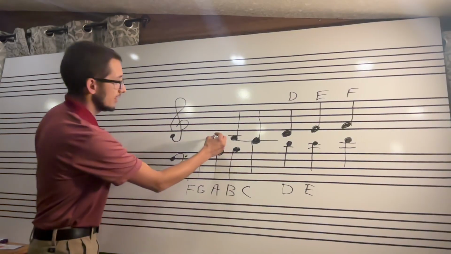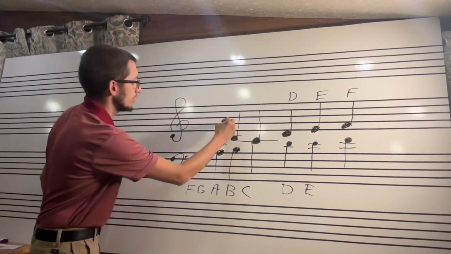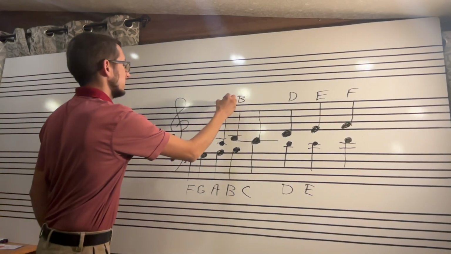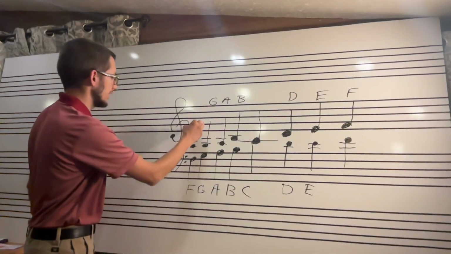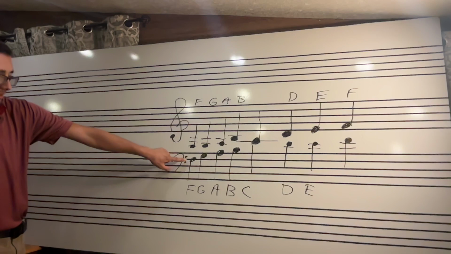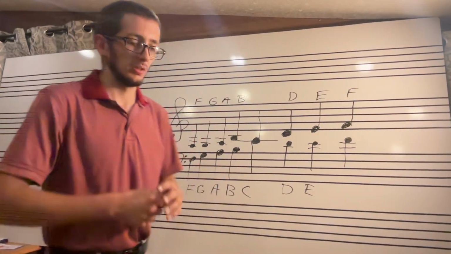This A right here, two ledger lines below the treble clef staff. This G right here, and this F right here, three ledger lines below the treble clef, is the same as this note, this F right here. So that's pretty cool.